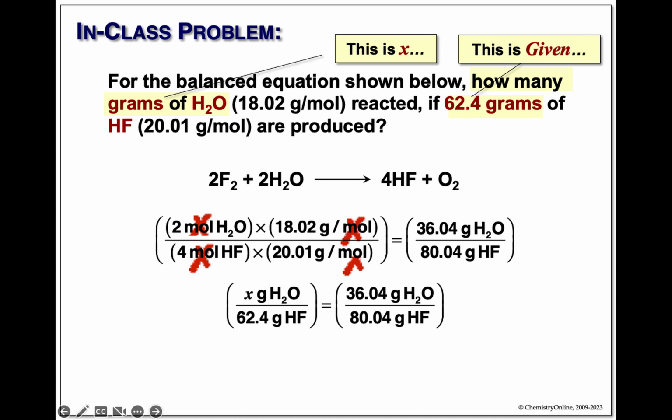62 times 36 divided by 80 makes it so simple when you calculate it. 28.1 grams of water. Any questions? Now, we could have done this the old way, and that is convert everything from mass back to moles, solve it in moles, and then convert moles back to mass. But that's many more steps than you need.